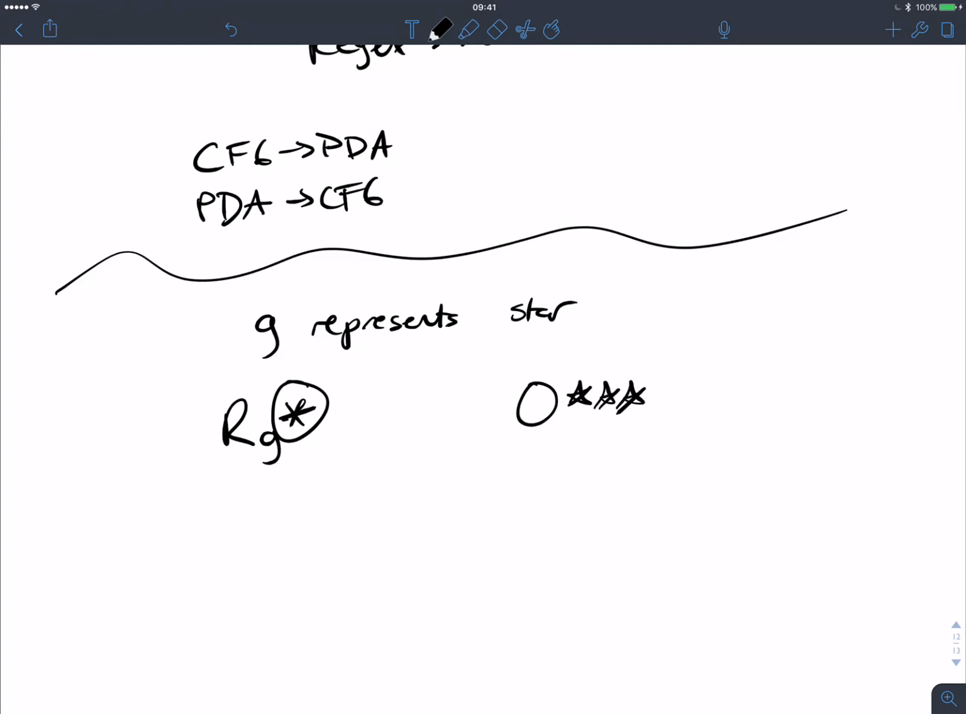Other questions? Can you go over a pumping lemma for CFL kind of problems? Sure. What would be a good one?